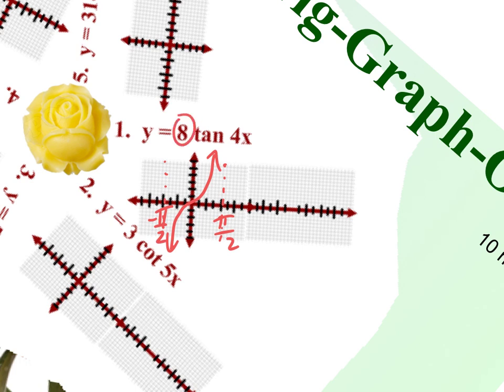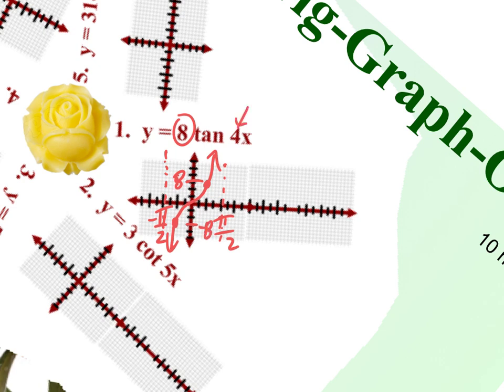But what about 8 tangent? Well, the normal tangent goes up 1 and it gets about halfway across. See where I put the dot there? And then going down 1, it gets about halfway across, halfway between the y-axis and this dotted line asymptote here. So those 1 and negative 1 change to 8 and negative 8.